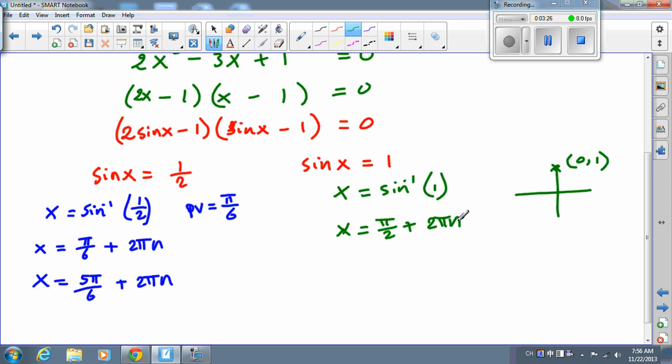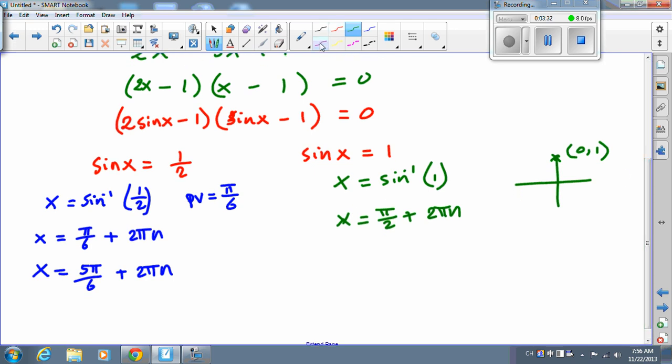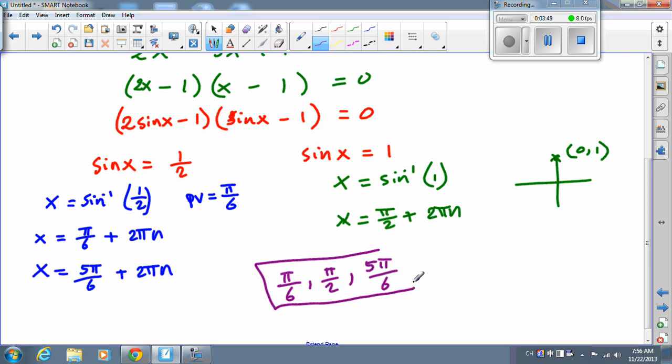On the review, I believe it's asking you to find all the values between 0 and 2 pi. Since we're looking for the values between 0 and 2 pi, the first value will therefore be pi over 6, which is this value. I will also have pi over 2 and 5 pi over 6. Those are the values that I see so far.